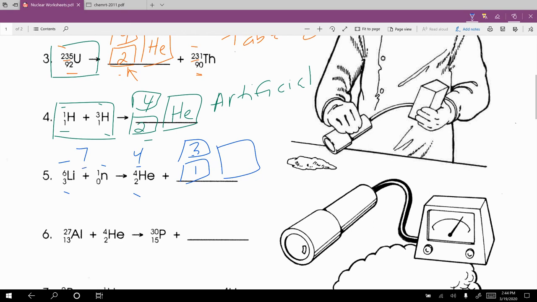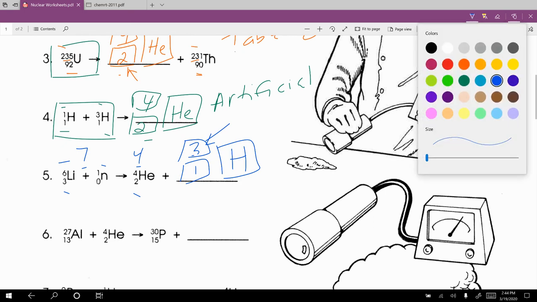Secret decoder key, periodic table, tells me that atomic number 1 is H, hydrogen, right? This is an isotope of hydrogen. It has a different number of neutrons, right? This has 2 neutrons because 3 minus 1 is equal to 2.